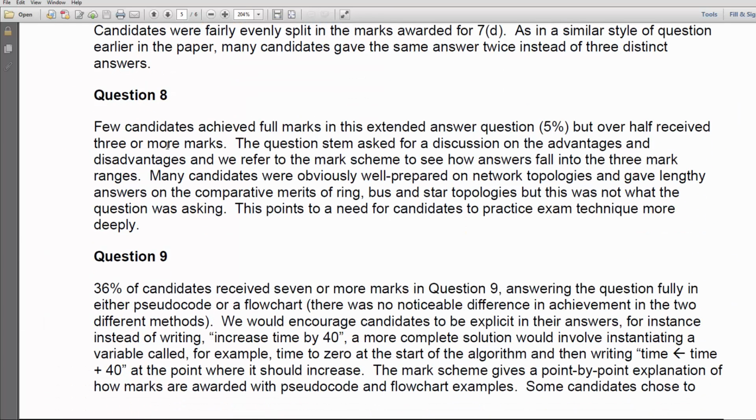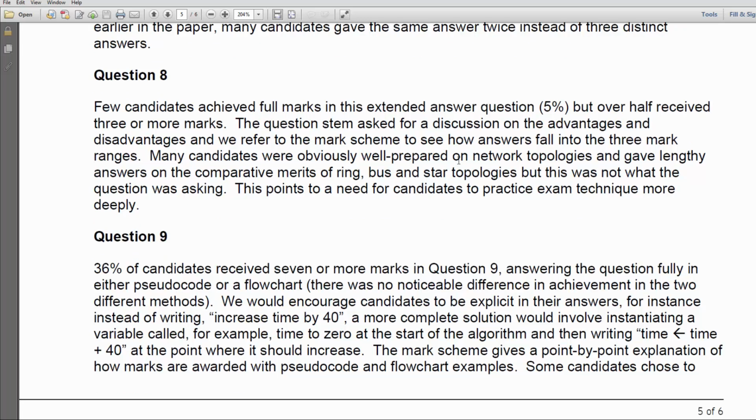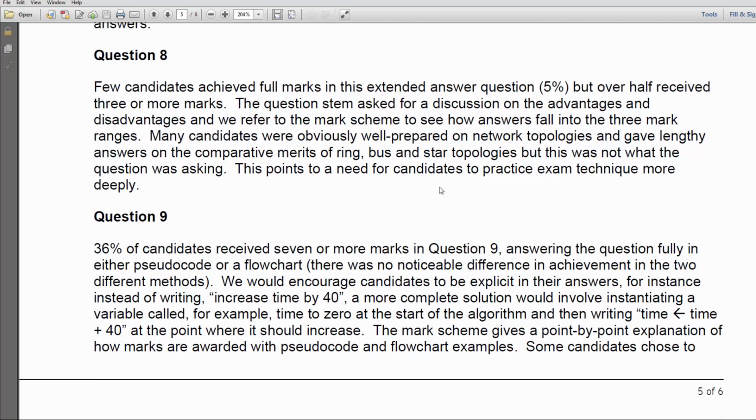This is really interesting because it says that only 5% of candidates got 4 marks on this. I know it's a 6 mark question, so it's not incredibly easy, but that suggests people just didn't understand it really. It seems quite simple, but they've said that people just reverted to talking about network topologies and the 3 types, but this wasn't the question. So they say this points to a need for candidates to practice exam technique more deeply.